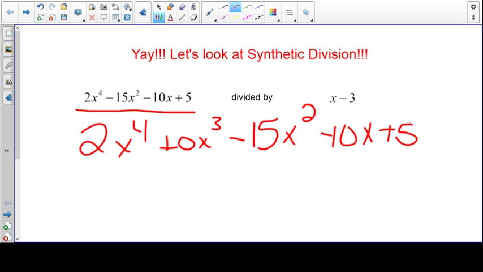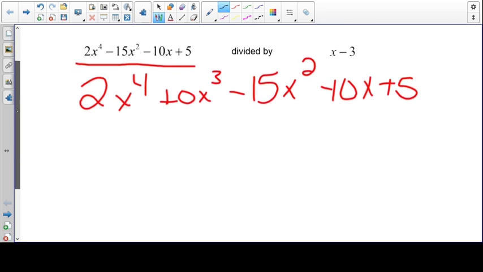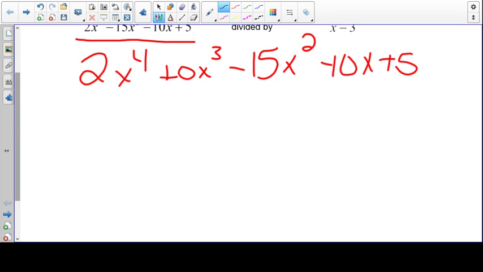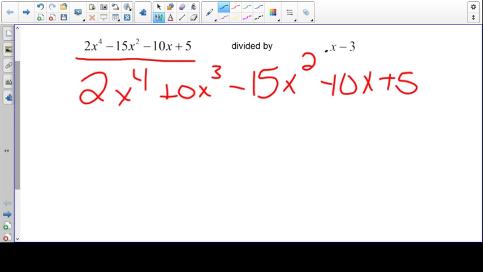So the whole point of today is trying to divide based on using numbers. So we're dividing polynomials just using numbers, not using any exponents or variables. So now that we've rewritten our problem in order, what we're going to do is take a look back at what we're dividing by. We're dividing by x minus 3. So I'm going to go ahead and change that minus 3 into a plus. I'm going to do the opposite of what I see.